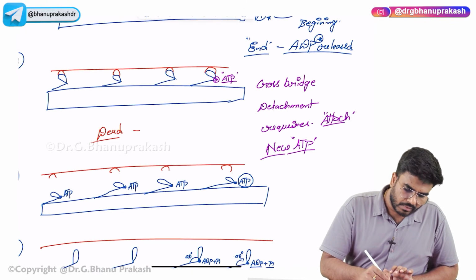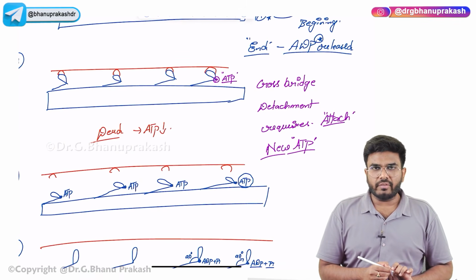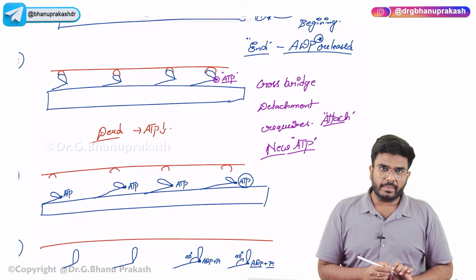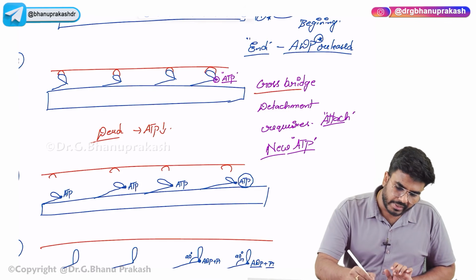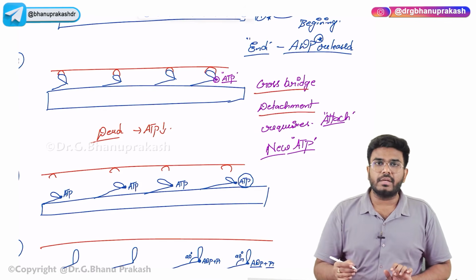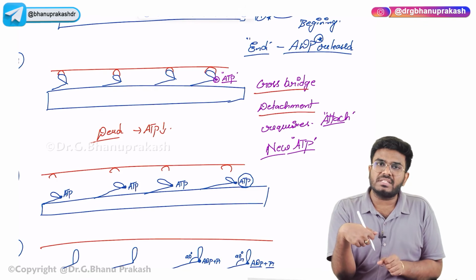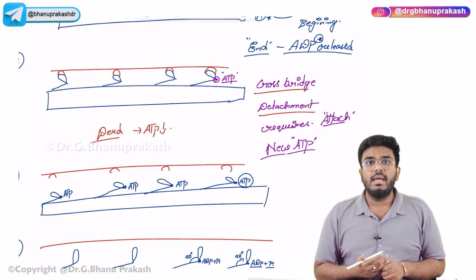If he is dead, what happened to the ATP? ATPs are not available. If the ATPs are not available, do you think these cross bridges will be broken? No, cross bridges are not going to be broken. So the muscle is still in contraction. The muscle is left in the contraction. That is called rigor mortis.